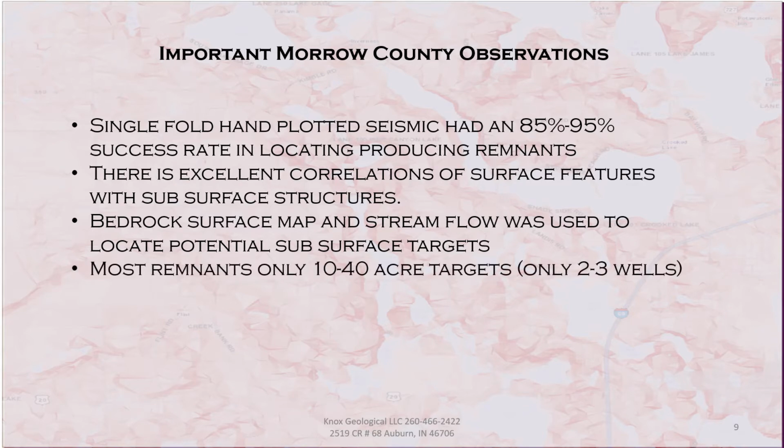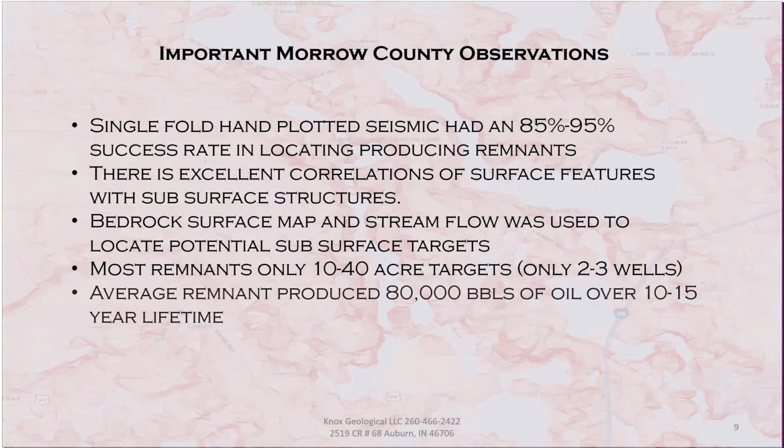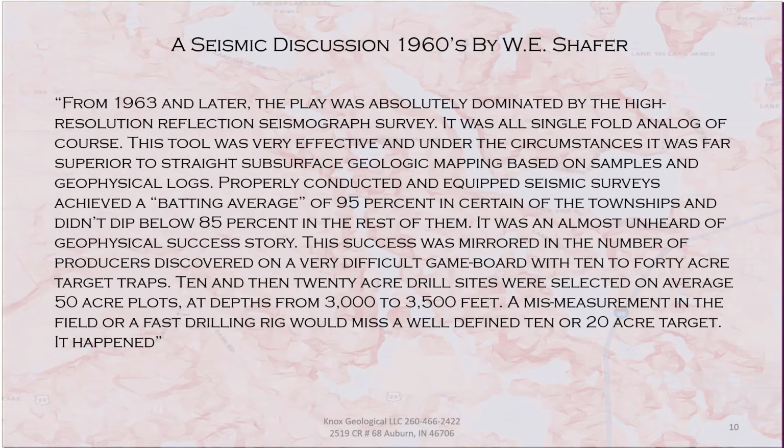Most remnants were very small, only 10 to 40 acres, and only had 2 to 3 wells. But these very small targets had produced 80,000 barrels of oil over a 10 to 15 year lifetime. W. Schaefer was a geophysicist back in the early days of the Morrow County field, and he found that the single fold was far superior.